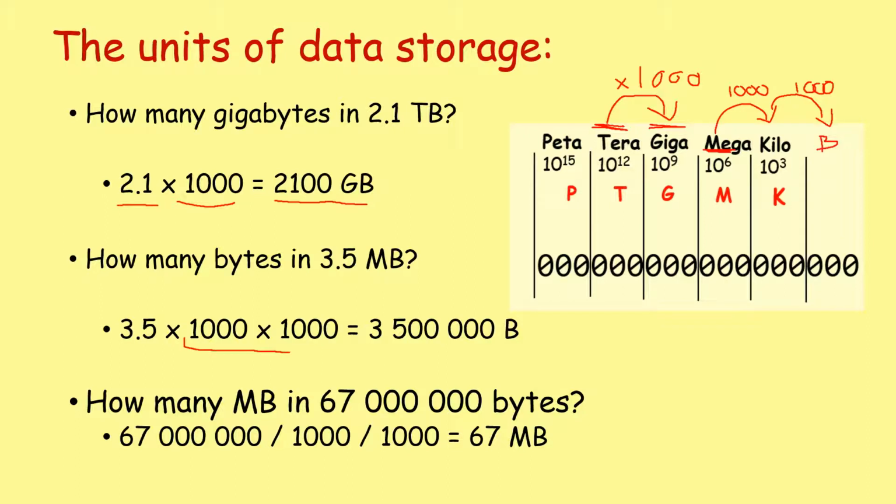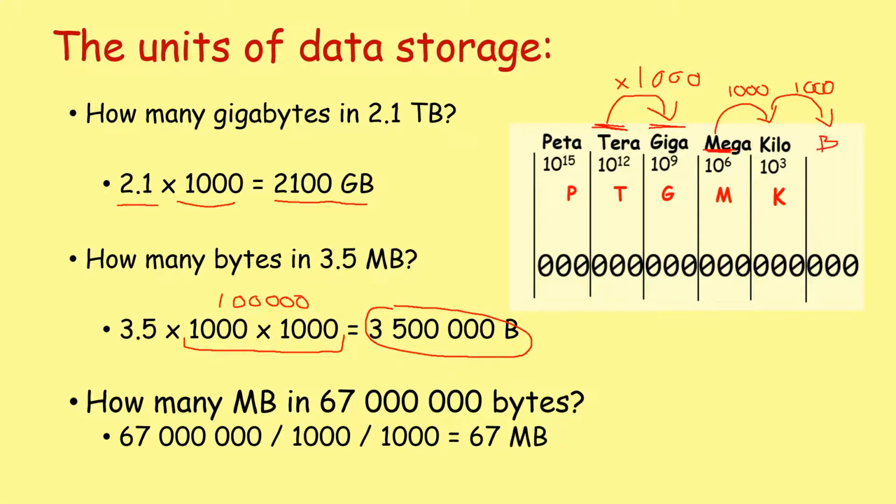Of course, 1,000 times 1,000 is just 1 million, isn't it? So I can just say 3.5 times a million, or 3.5 times 1,000 times 1,000, and that gets me 3,500,000 bytes. What happens if you go the opposite way?